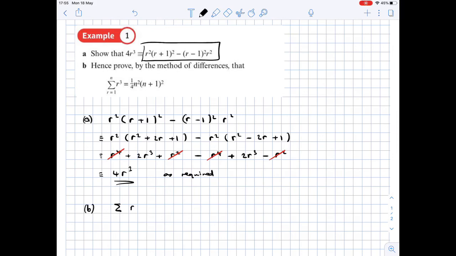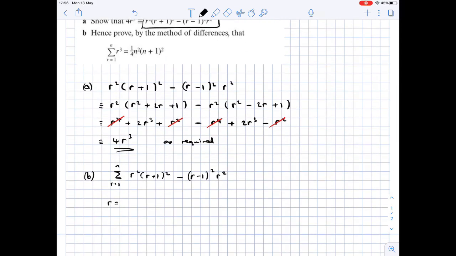So the summation of, remember we're looking at the method of differences here, and we're going to go from the first term to the nth term. So let's write some of this out. So for the first term, r equals 1, we have 1 squared, 1 plus 1 all squared, minus 1 minus 1 squared, 1 squared. Now we could simplify that to give us 1 plus 1, 2, squared 4, so 4, and the second one goes to 0.